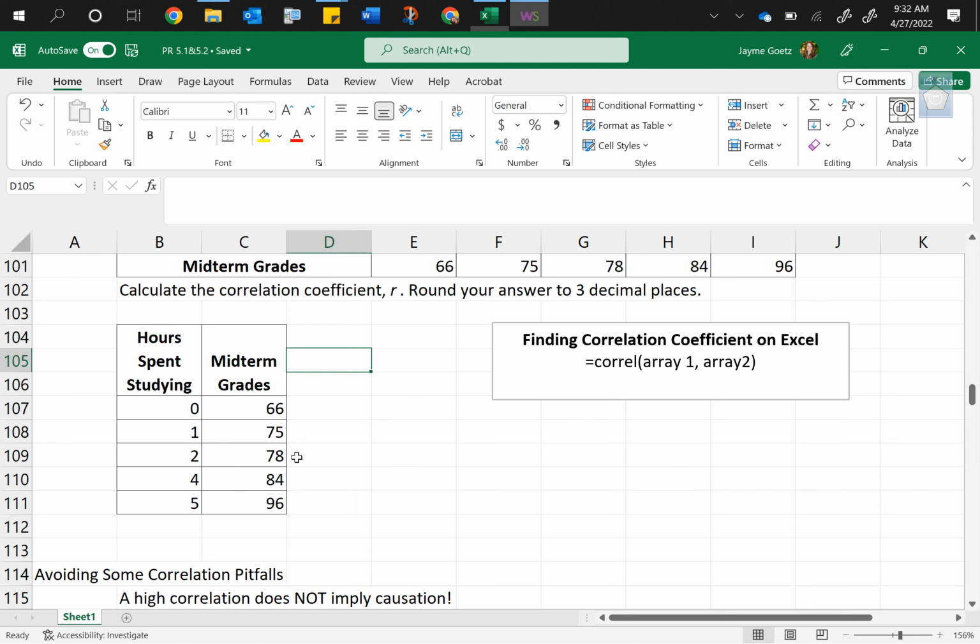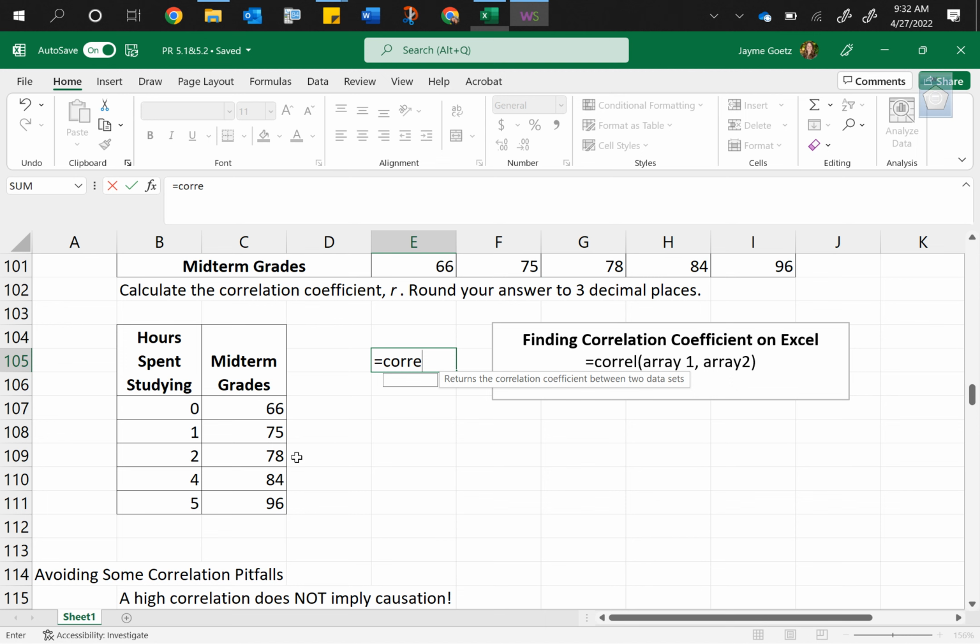Now, once you do that again, we're going to find the correlation coefficient. So all you have to do is type in equals, CORREL, open parenthesis, and notice it says array 1 and array 2. It does not specify which one has to go in first, which one has to go in second. We have 2 columns in my table here. One of them is array 1, one of them is array 2. Do not include the titles. We're only working with the numbers here, okay?